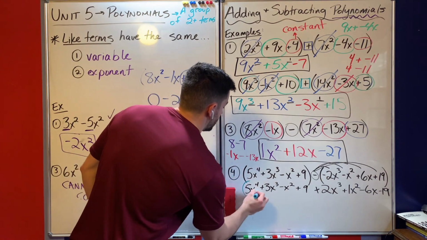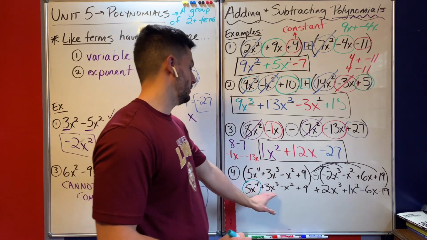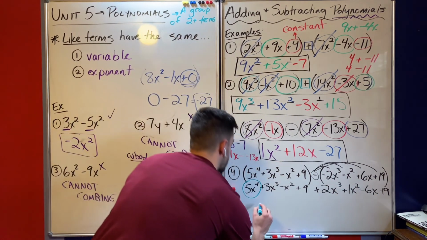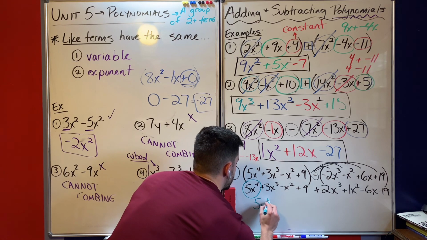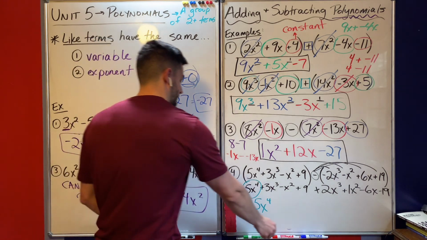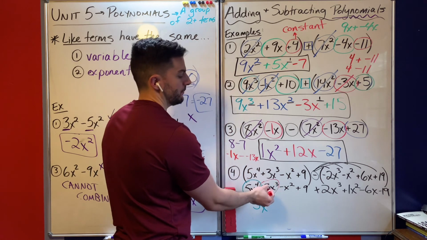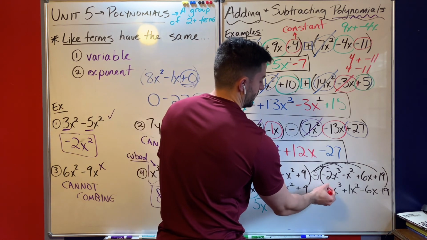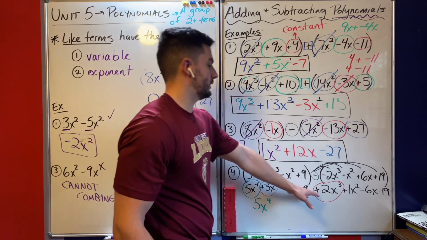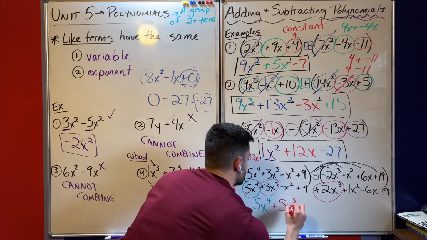So again, you look at this, 5x to the fourth, 4 exponent, right? You look through your whole list here. Do any other terms have a 4 exponent? No, right? So I can just write this as 5x to the fourth. That doesn't change. Now my next term is 3x cubed. Is there another x cubed term in here? Right here, there's my 3 exponent. So 3x cubed plus 2x cubed gives me positive 5x cubed.